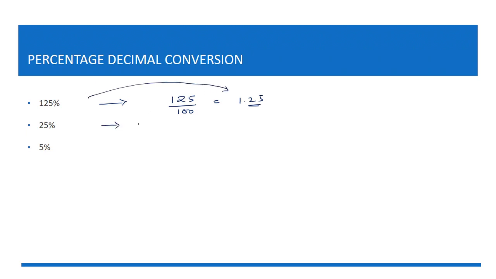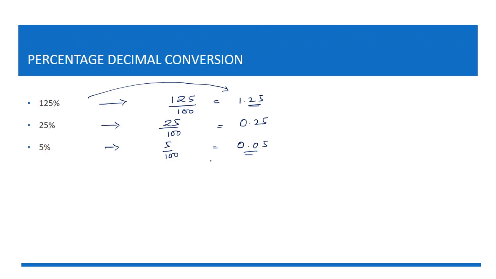If it is 25%, 25 divided by 100 is 0.25. If it is 5%, 5 by 100 is 0.05, and so on. When you want to convert percentage to decimal, you just divide it by 100.